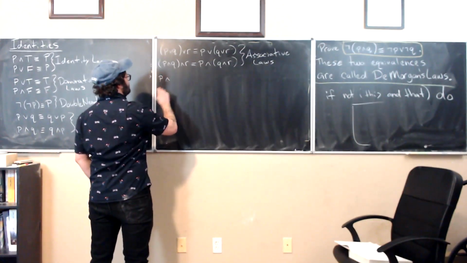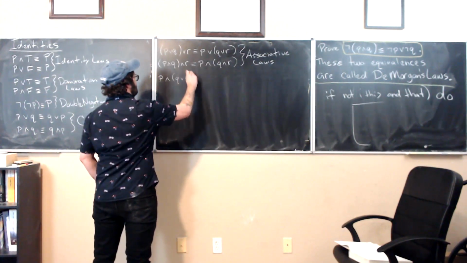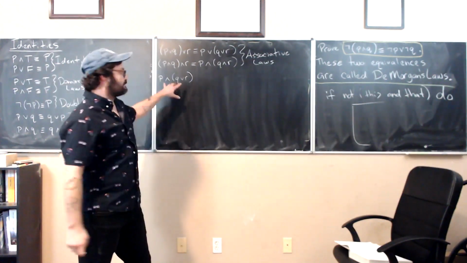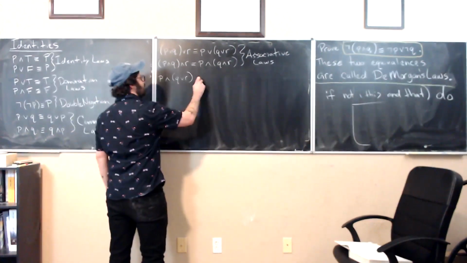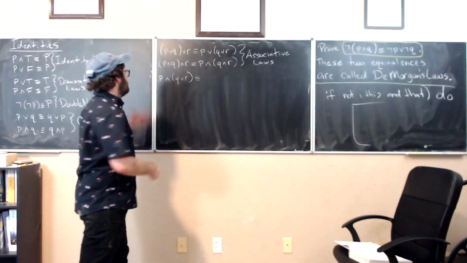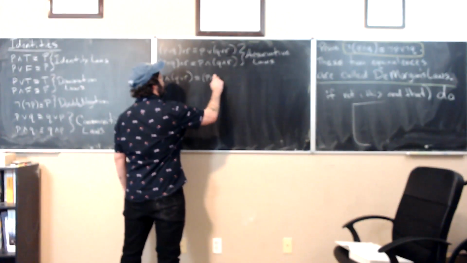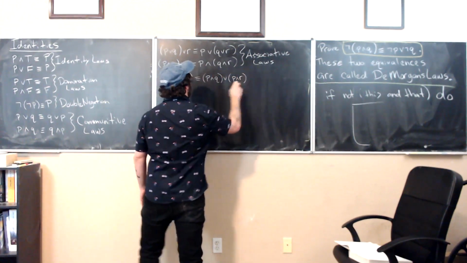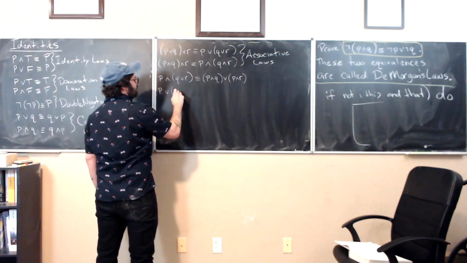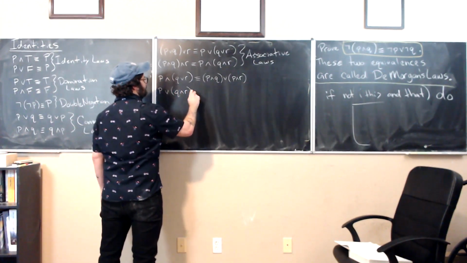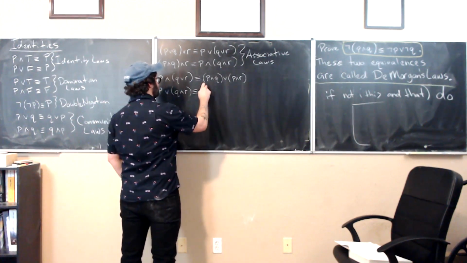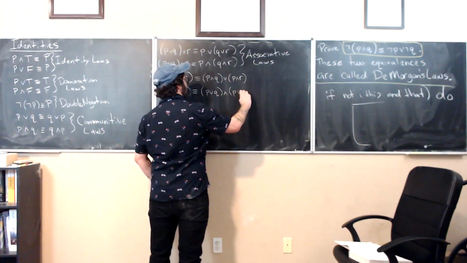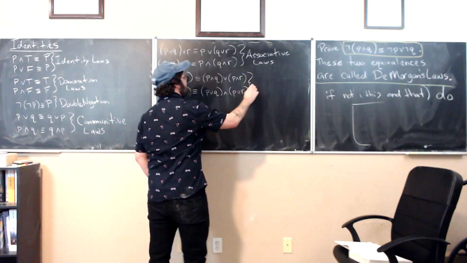So next up, distributive. P and (Q or R). I would imagine out of all of these, this is the first one that's not so clear or easy to figure out. But this is going to be (P and Q) or (P and R). And in a similar fashion, P or (Q and R) is logically equivalent to (P or Q) and (P or R). And these are the distributive laws.